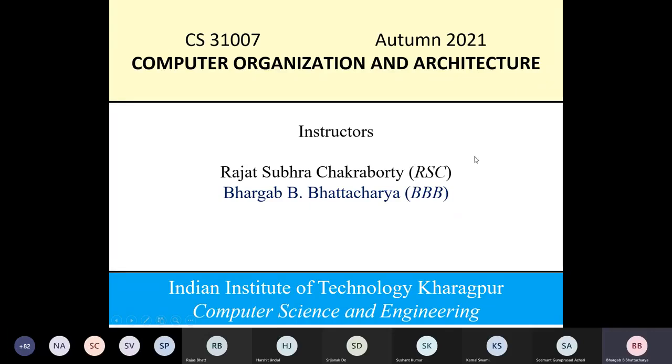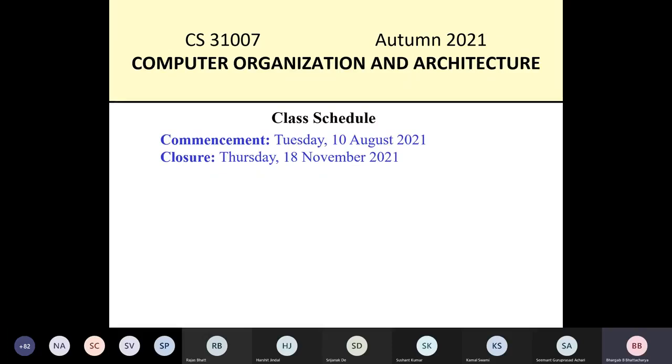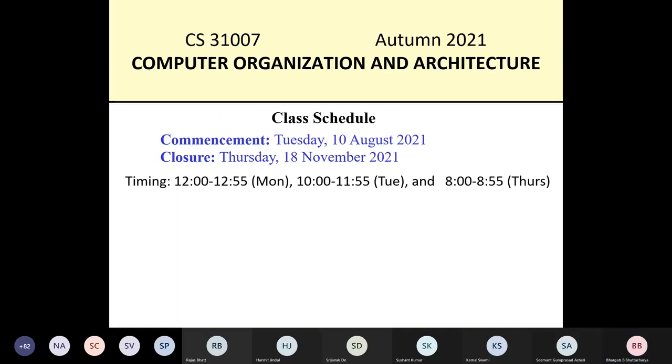So just to give you a few basic introductions. As you can see, we have started today, 10th August at 10 a.m., and this will continue until the middle of November. We have already uploaded the course description in the Moodle. You can visit that site and download that document. We'll be meeting three times, Monday, Tuesday, Thursday. So this is 3 plus 1. Maybe on Thursday we will take some kind of tutorial whenever needed.